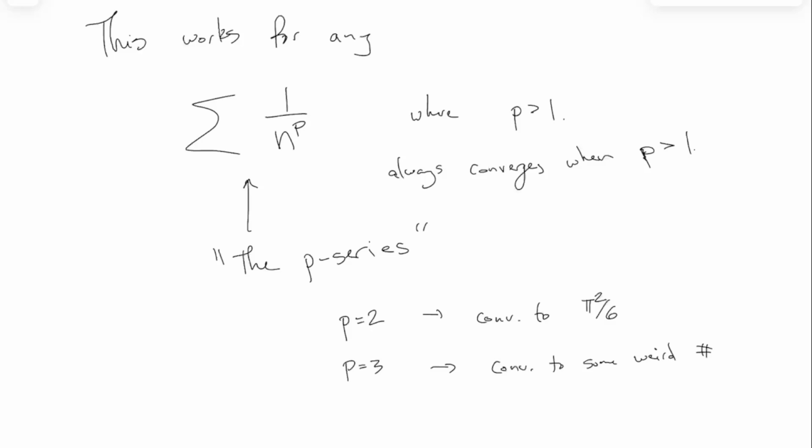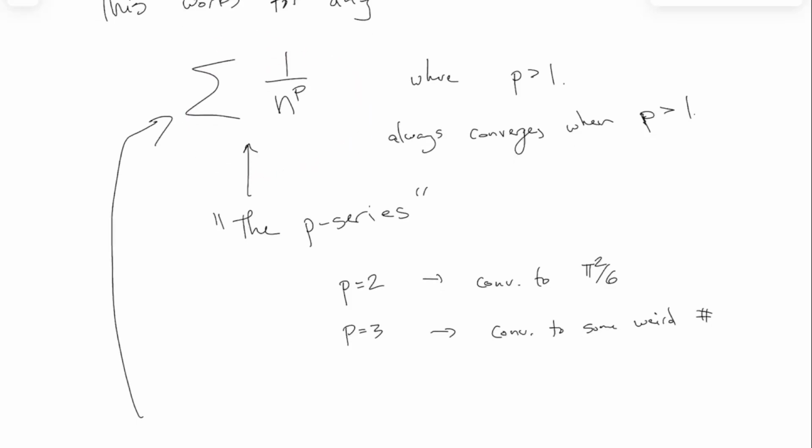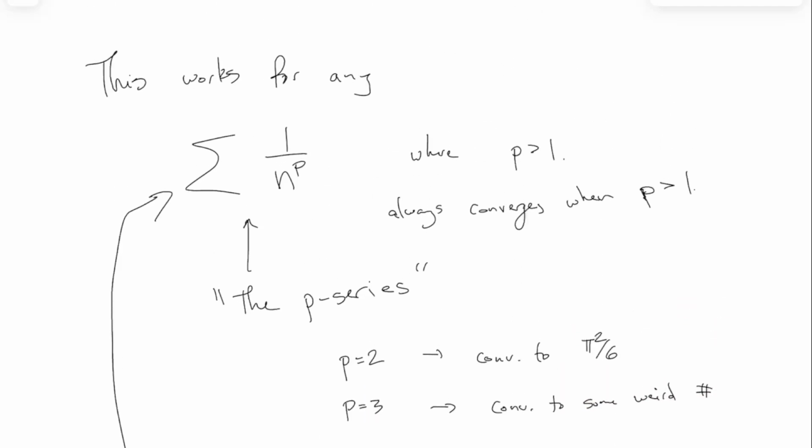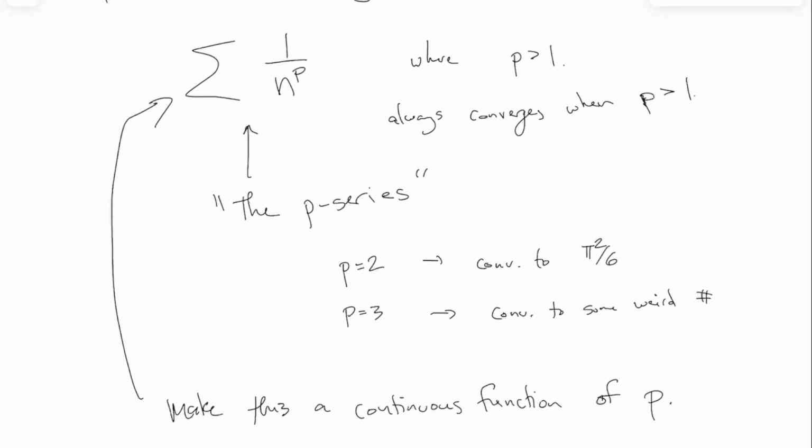And actually there is a name for all of these things. You can make this, it's a little far out, but make this a continuous function of p, right? You can imagine just plugging different numbers in for p and you get different answers. When you plug in p equals 2, you get this answer. When you plug in p equals 3, you get some other weird answer. When you plug in p equals 1, the answer is kind of infinity. So this function has some values which diverge.